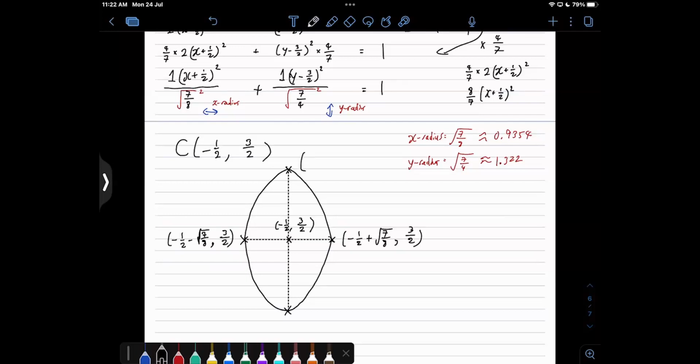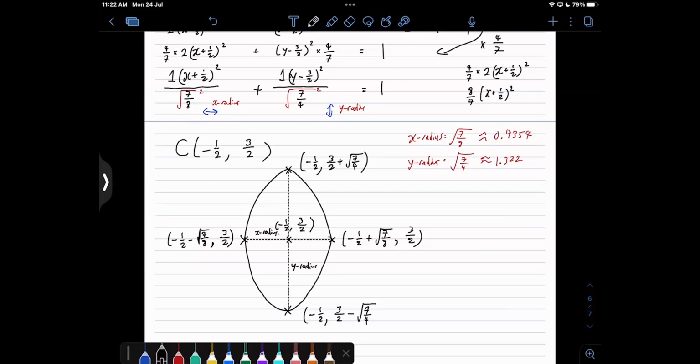And for the top, it will be -half. The x coordinate is the same, but 3/2 you have to add on the y radius, which is square root 7/4. And then finally for the bottom is -half, comma, the x coordinate is the same, but the y coordinate is 3/2, subtract away square root 7/4, the y radius. Is that okay?